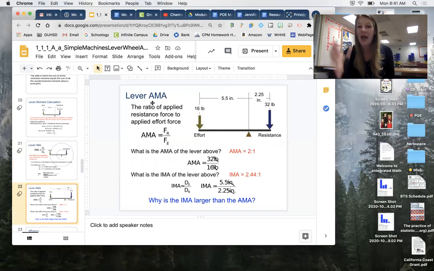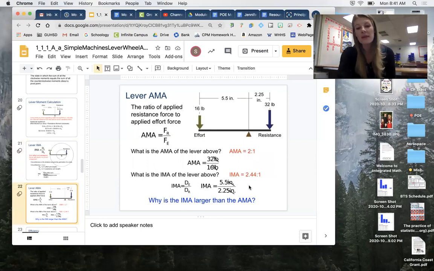I will talk about the actual mechanical advantage. In this one, it's really just setting up the different ratios on top of each other. So if we're doing the AMA, the actual mechanical advantage, we're doing FR, the resistance force. So here's your resistance force, 32, over your effort force. It looks like we have an AMA in this one of 2 to 1. 2 to 1 is the actual mechanical advantage.